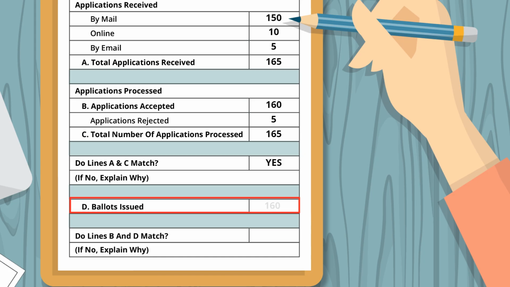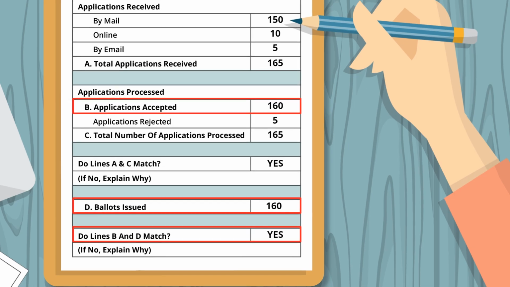As ballots are issued, it's also important to check that the number of ballot packets prepared and mailed matches the number of accepted applications. Lines B and D in this example. You can reconcile these numbers as each batch of mail is prepared, or at the end of each day.